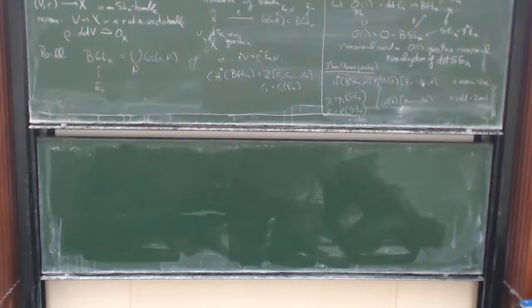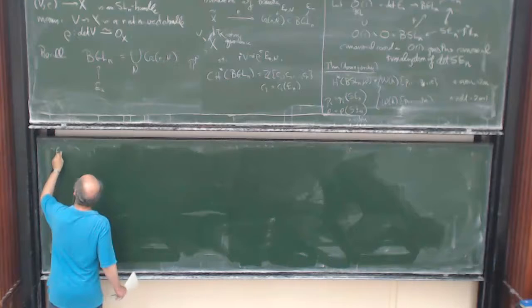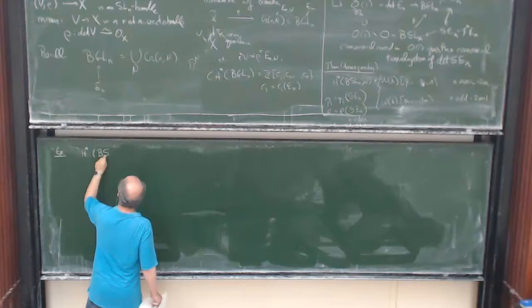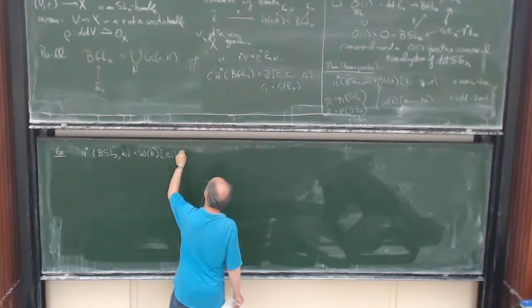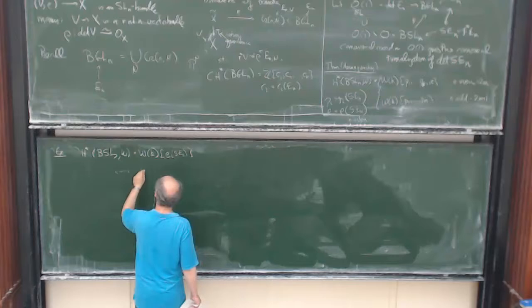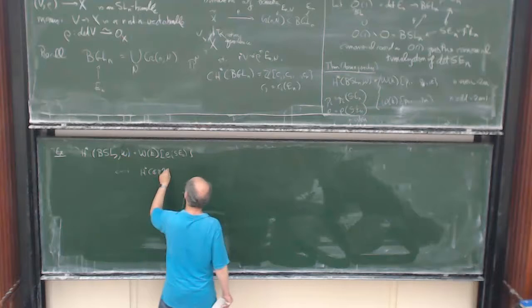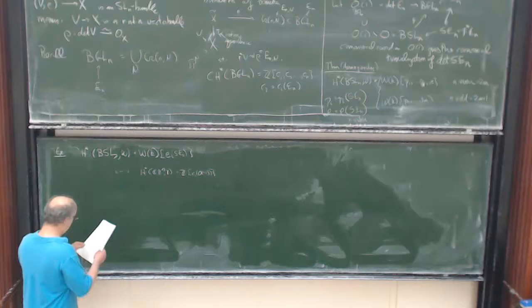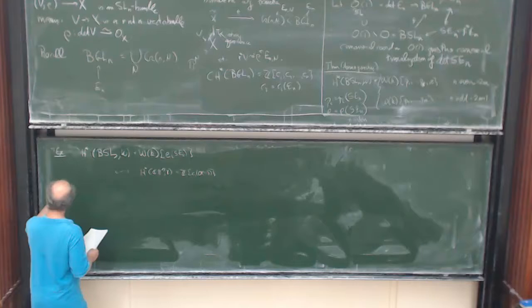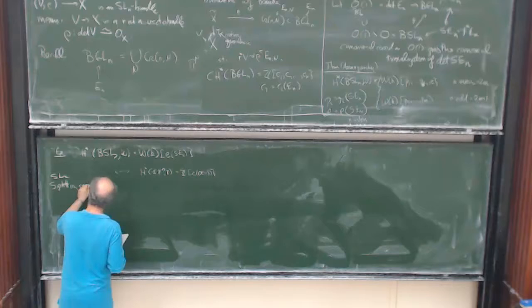Okay. So example: H star of BSL2, W, is just the polynomial ring over the field with coefficients in the Euler class of SE2. So you should think of this as an analog of saying that, for example, the cohomology of CP infinity, with Z coefficients, is Z adjoined C1 of O minus 1, right? It's the analog of that in topology. Okay, so now we have the splitting principle, the SL2 splitting principle, also due to Ananyevskiy.